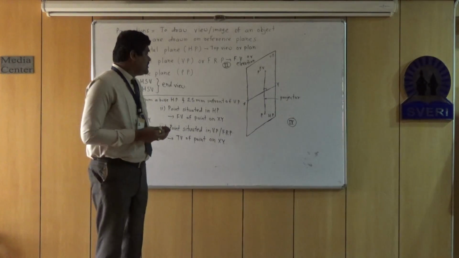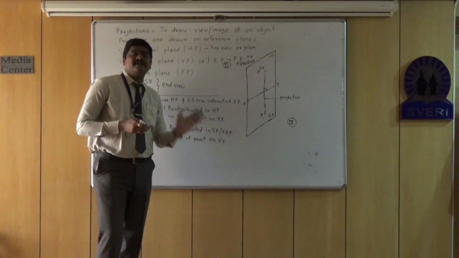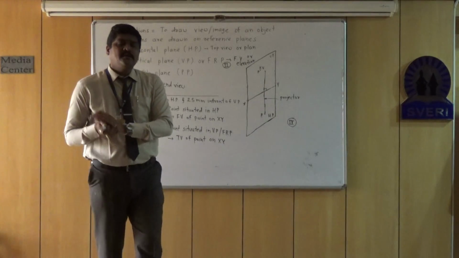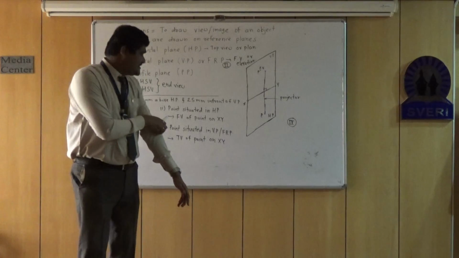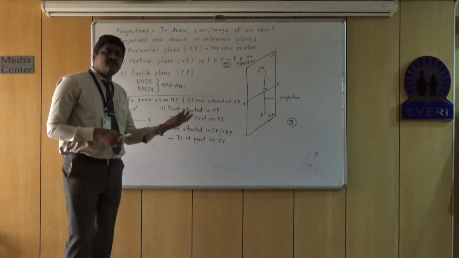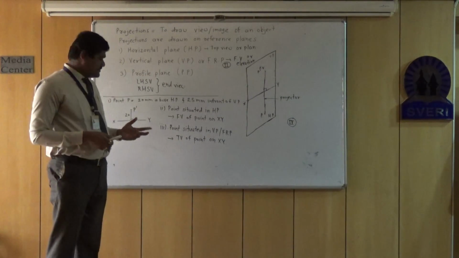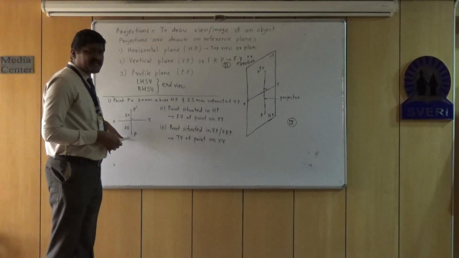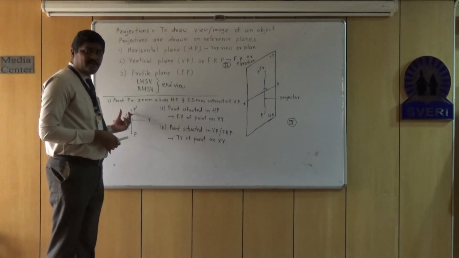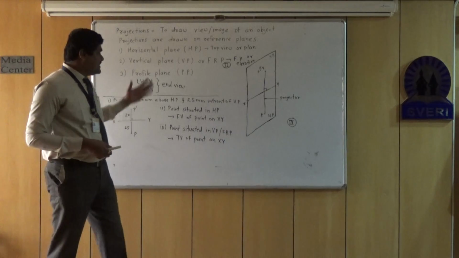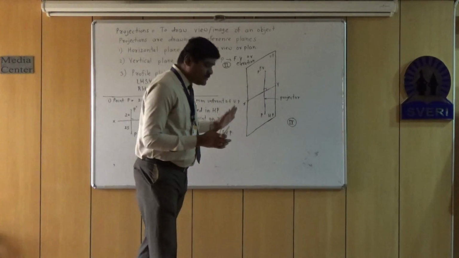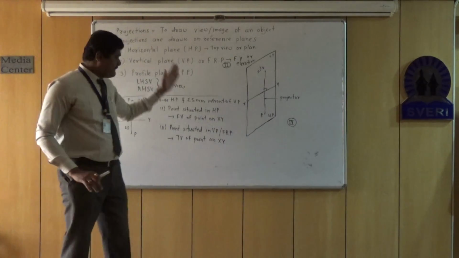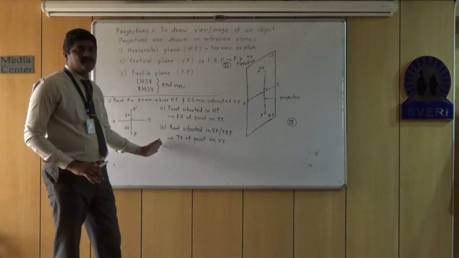So this is about the projections of points in the first quadrant. In third quadrant, exactly reverse scenario will be obtained. That is, if we go for third angle method of projection, front view will be below XY and top view will be above XY. But we need to focus on the projections of points in the first quadrant, and these are the outcomes of projections of points.